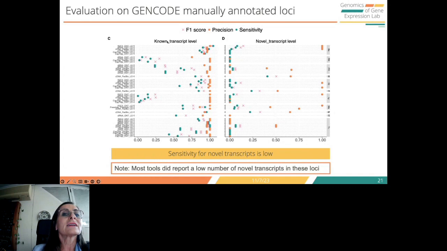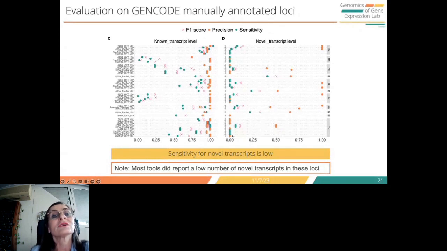Precision is in orange, sensitivity in green. And what we found, in agreement with the previous result, is that in general for the known transcripts we have good precision, and there are some tools that also have relatively good sensitivity, like Bamboo, ISOQuant here, Mandalorian in some cases. Some others not. Lyric was not good at sensitivity, with some missing transcripts, and also Flames. But in general, there was relatively good performance at the known transcript level.